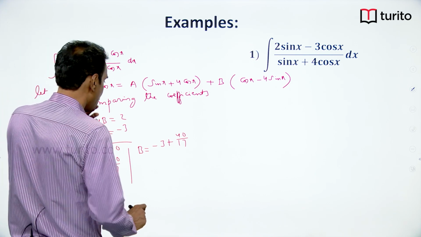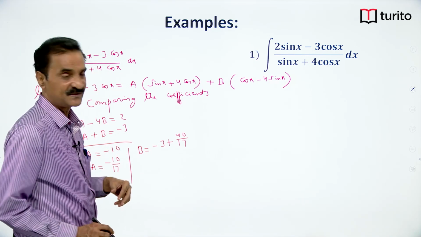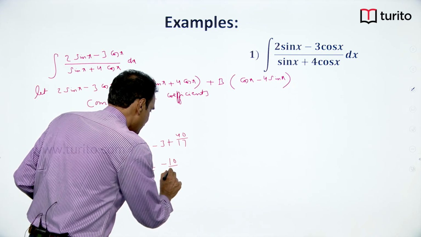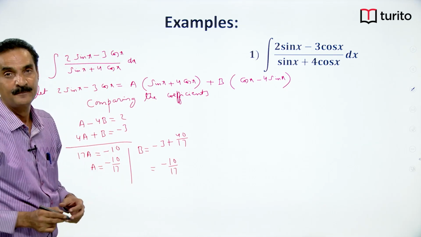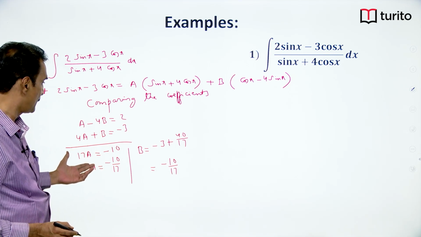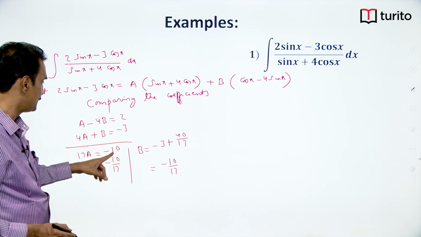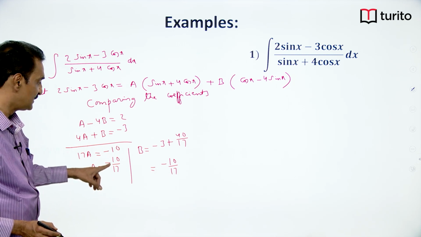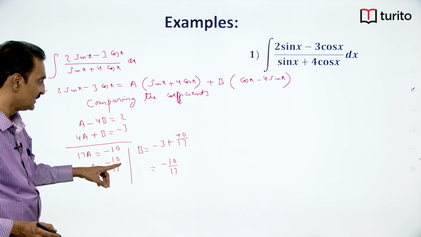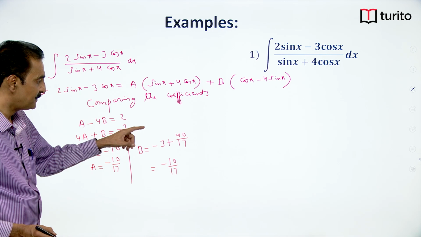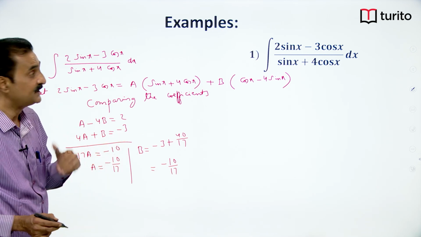How much is it? It is minus 51 plus 40, which is minus 11 by 17. Okay, I think minus 3 minus 4a is minus 3 plus 40 by 17, that is minus 51 plus 40 by 17, right.